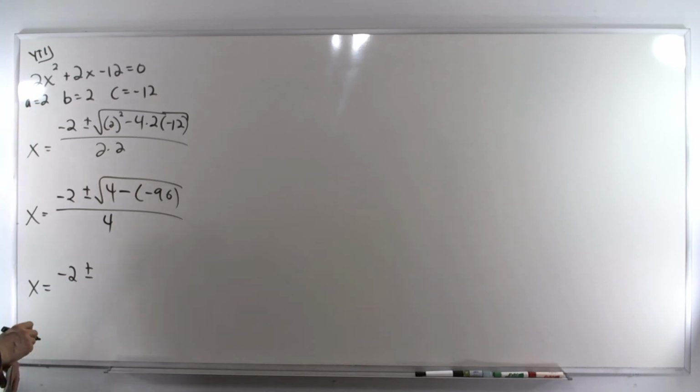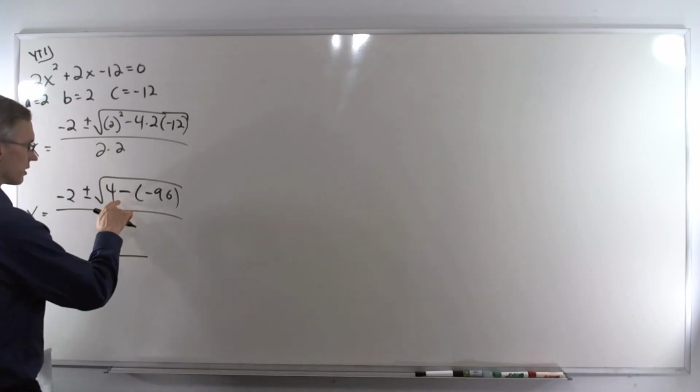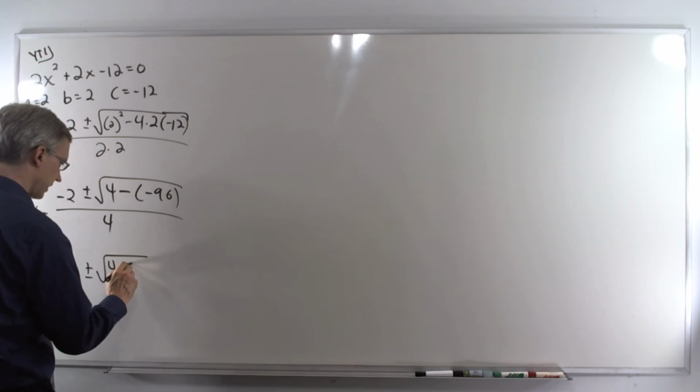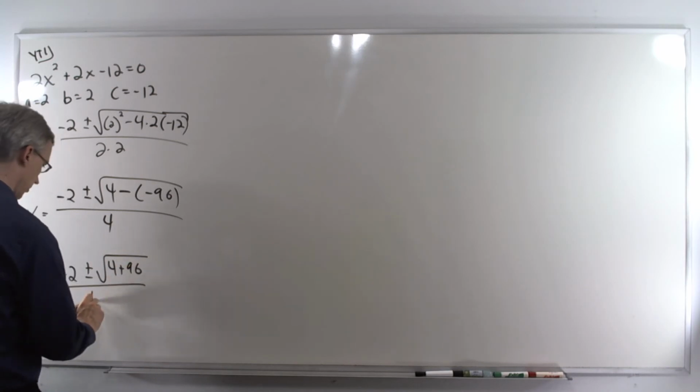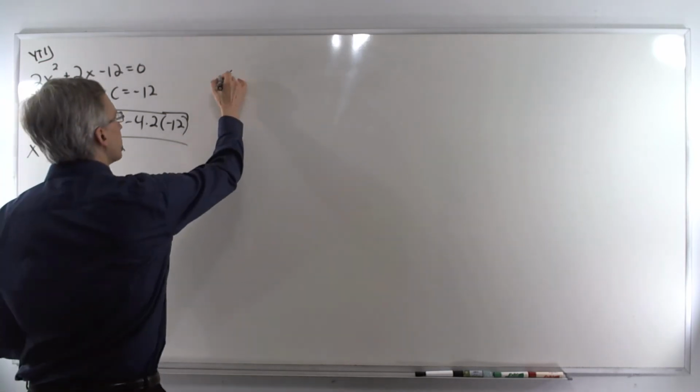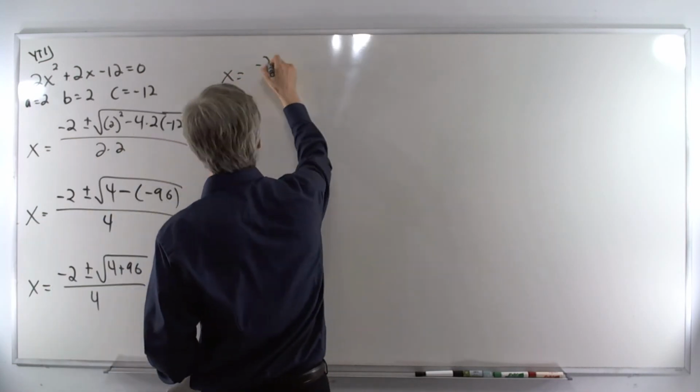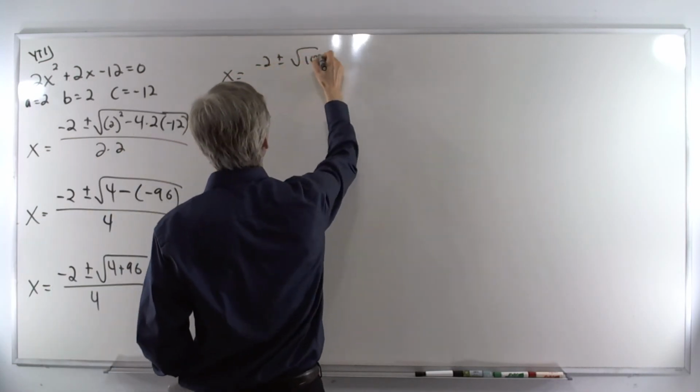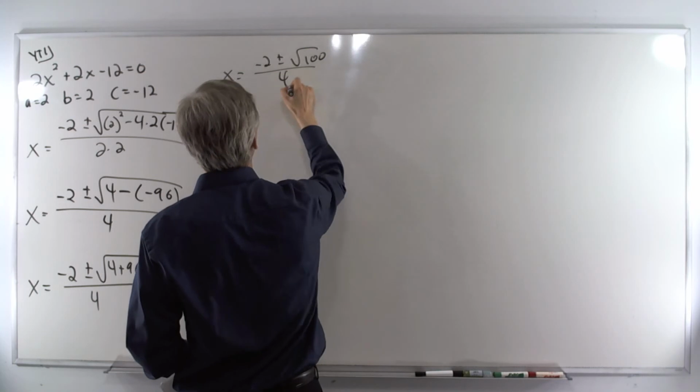So now we've got negative 2 plus or minus. This turns into addition, so that's 4 plus 96, all over 4. And so x equals negative 2 plus or minus the square root of 100, all over 4.